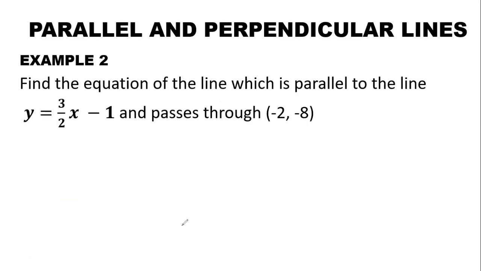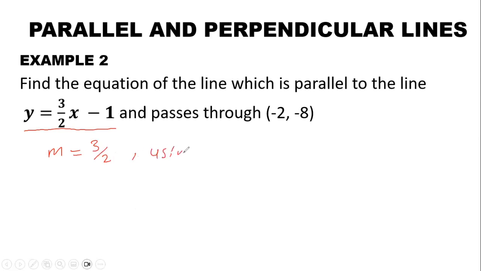Example 2. Find the equation of the line which is parallel to the line y equal to 3/2x minus 1 and passes through the point -2, -8. To find the equation of that line, we need its gradient. So the gradient of the line will be equal to 3/2. Since it is parallel to this line, then they have the same gradient. So it means that its gradient is 3/2.